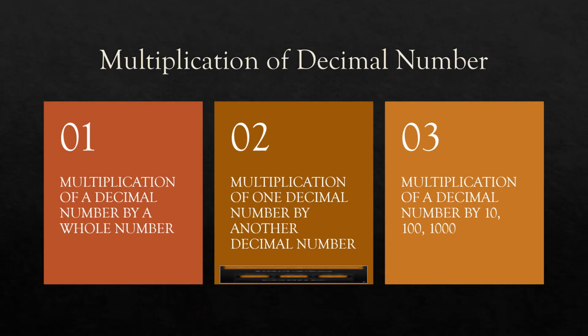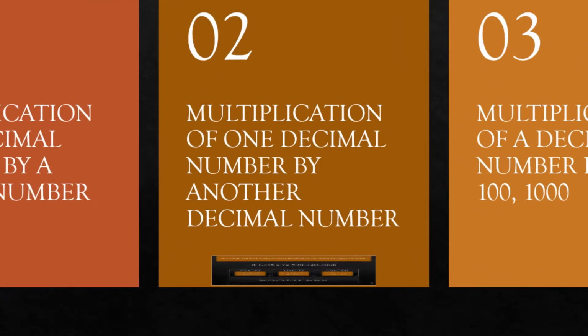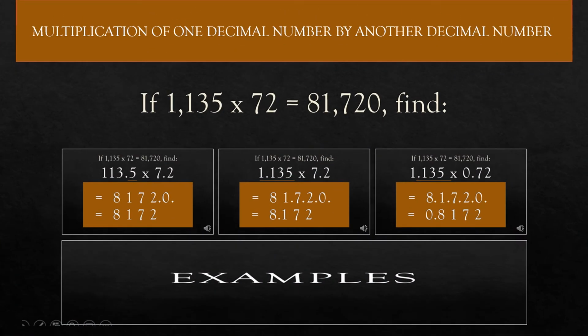Today we are going to continue Chapter 7, Multiplication and Division of Decimal Numbers. In this chapter, our topic is multiplication of one decimal number by another decimal number.